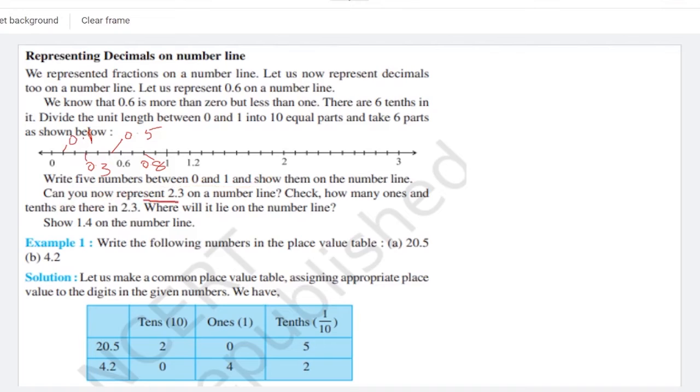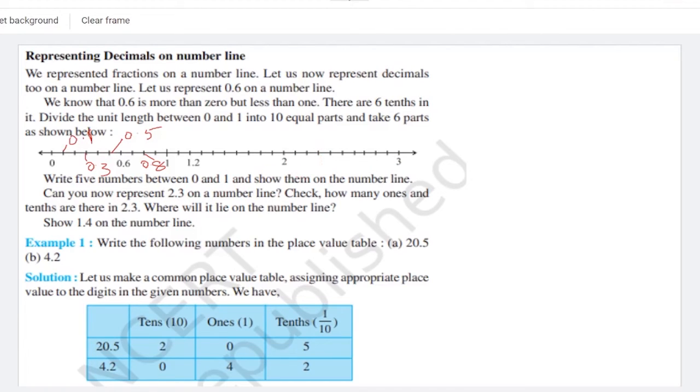Next one, can you represent 2.3 on the number line? And also check how many ones and tenths are there in 2.3. Where will it lie on the number line? See, 2.3 on a number line. 2.3 means it is greater than 2 and it is less than 3. It is lying between 2 and 3. So there you have 10 divisions. 1, 2, 3, 4, 5, 6, 7, 8, 9 and 10 divisions are there. So where will be 2.3? Third division after 2. 1, 2, 3. So this will be 2.3.